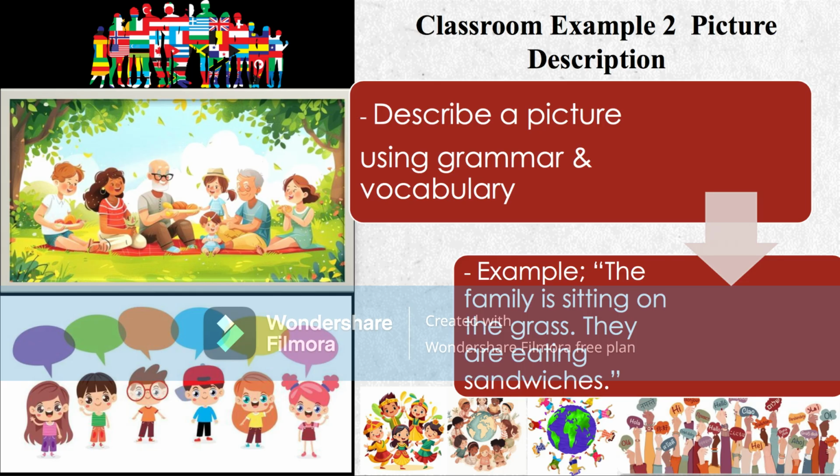For grammar, students practice the present continuous tense, and for vocabulary, they use words about food, family members, and actions. Teachers can also adapt this activity for different levels. For beginners, you could give some words or sentence starters to help them speak. For more advanced students, you could ask them to make longer sentences or describe more details in the pictures. How could you change this activity for beginners or advanced students?